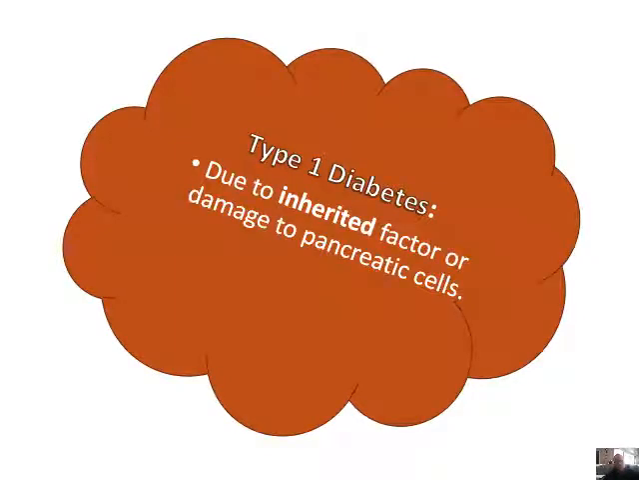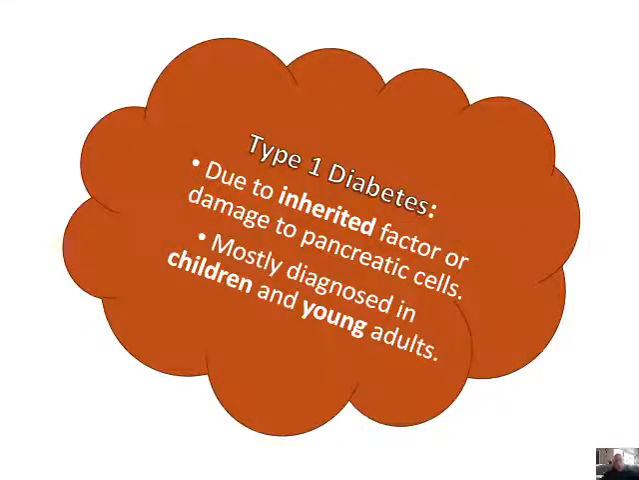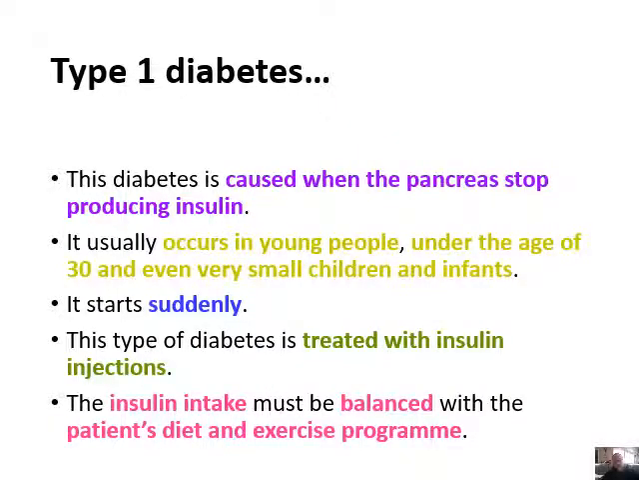Type 1 is due to an inherited factor or damage of pancreatic cells. So you were born this way. Mostly diagnosed in children and young adults. What is the explanation of this? The diabetes is caused when the pancreas stops producing insulin. It usually occurs in young people under the age of 30 and even smaller children and infants. It starts suddenly. One day you're just completely diabetic, like 100%. This type of diabetes is treated with insulin injections. And please remember, we'll go over genetic engineering again, but the insulin injections actually come from bacteria that produce the insulin for you.